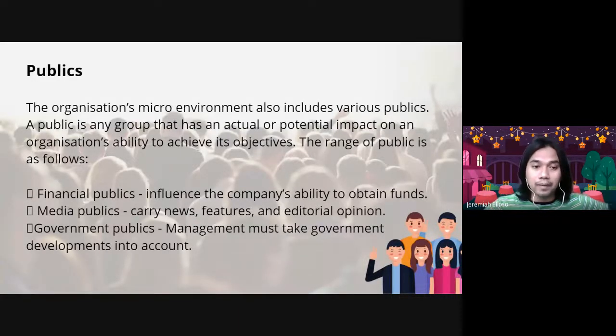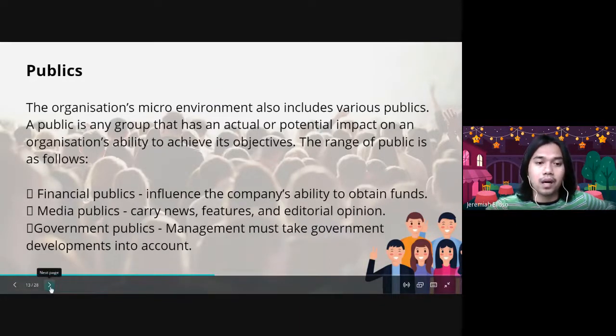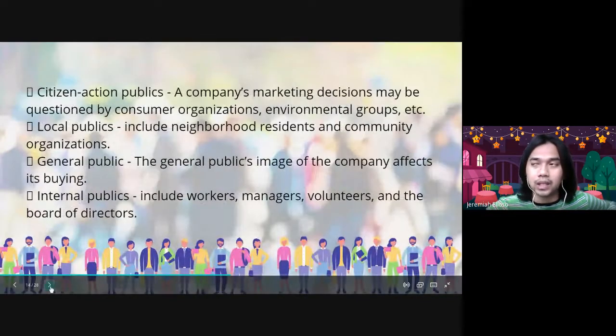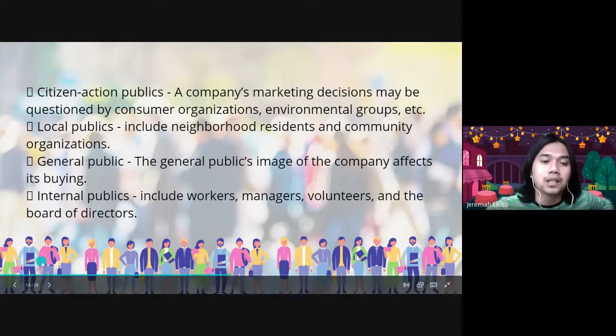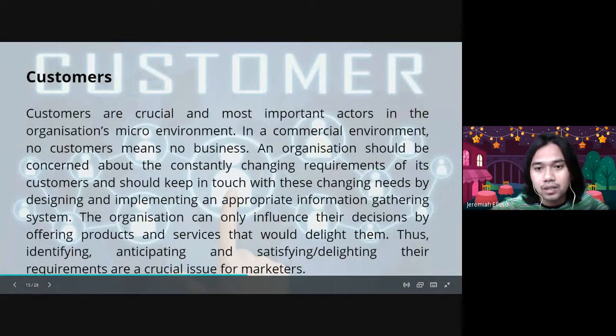Diba? Then the government public may assist you with permits, with government aid, mga ganon, and other LGUs. Citizen action public is the various organizations and groups, no? Then the local public, your neighborhood or your immediate community. The general public is masa. Kumbaga, the internal public is your immediate environment. Okay? So those are the publics. Okay? And then the last would be the customers.